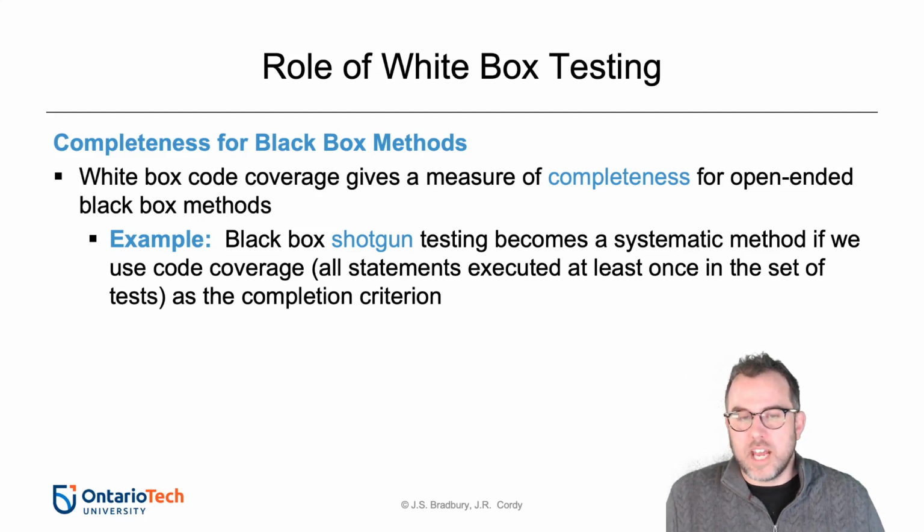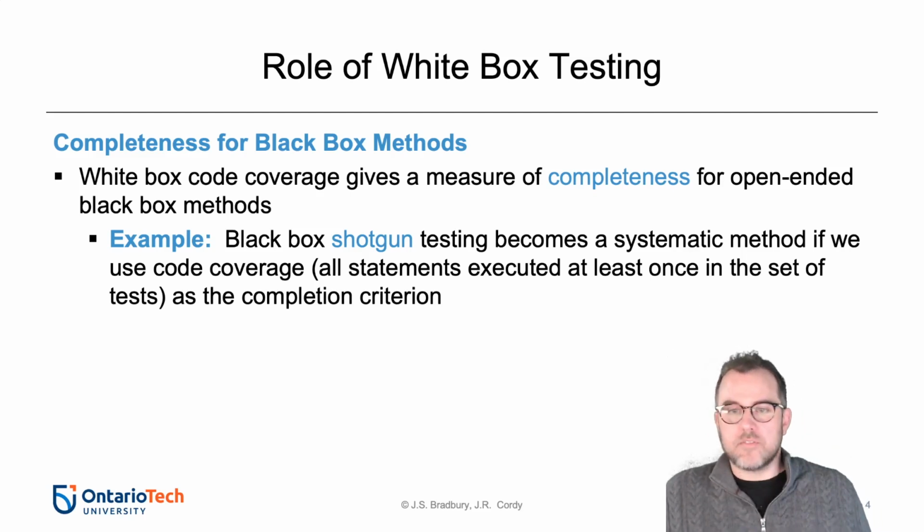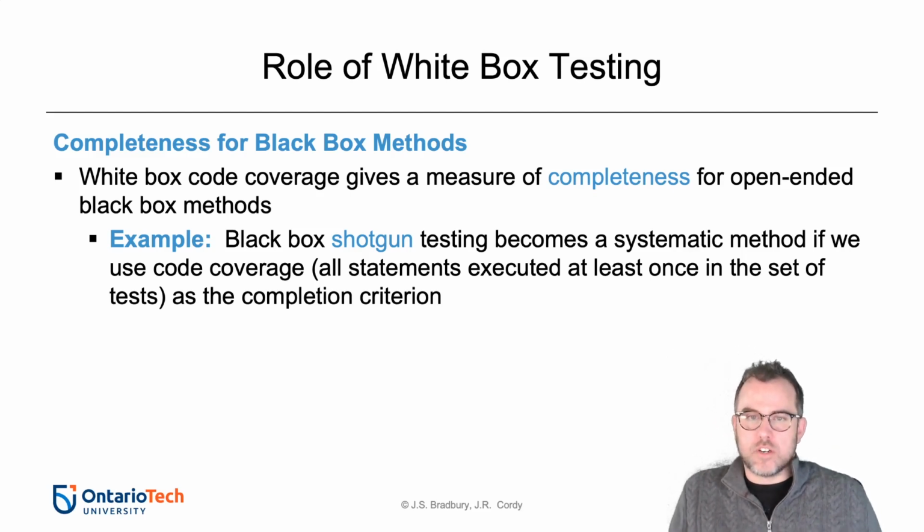You could actually use shotgun testing as a way to generate tests, and then use statement coverage, a white box method, to decide when you're done, right? I'm going to keep generating black box shotgun tests until every statement is executed by at least one of those tests. That would give you a completion criterion for shotgun testing. So that's one example of how white box testing could be used in combination with a black box method.